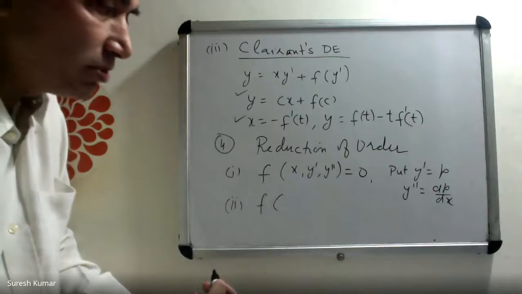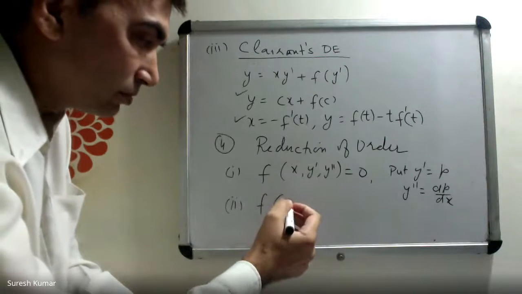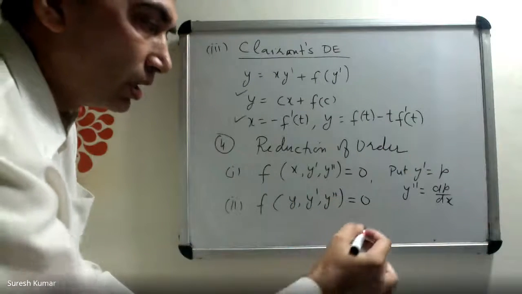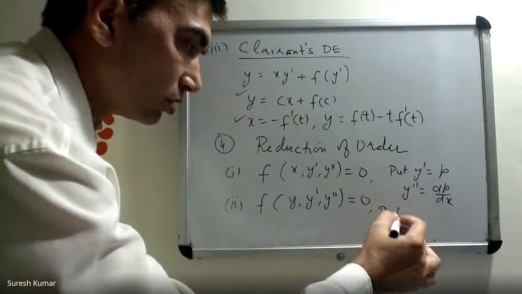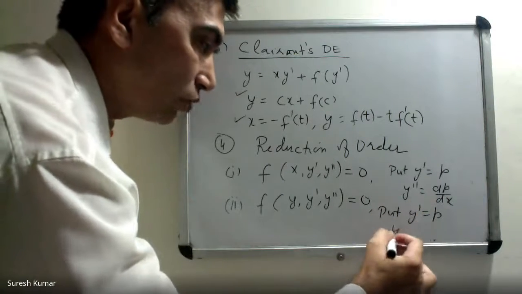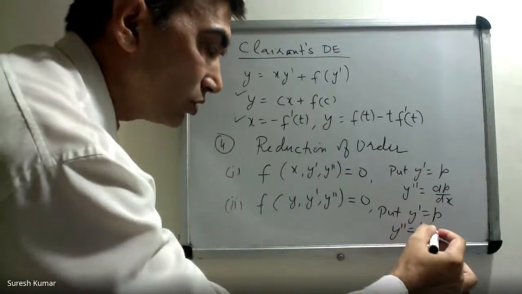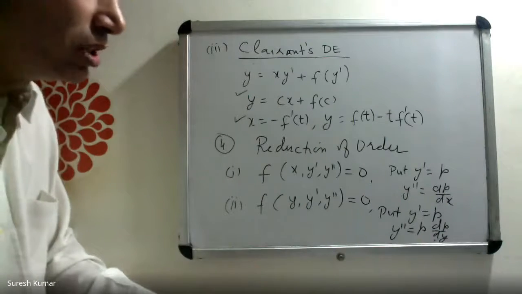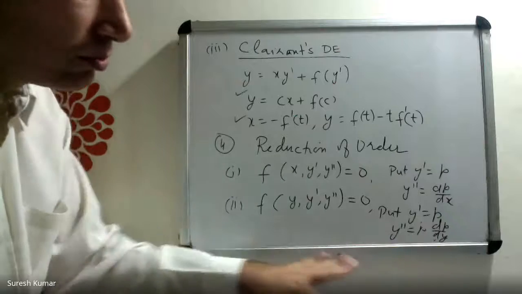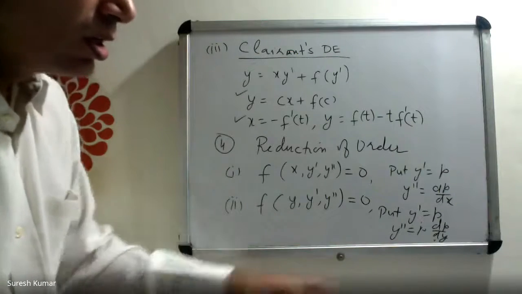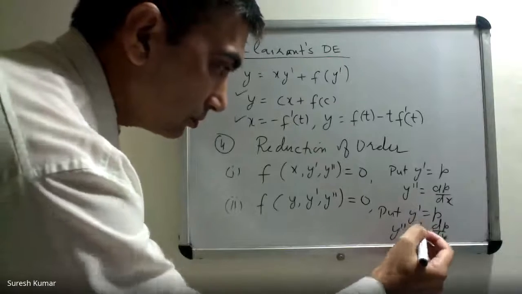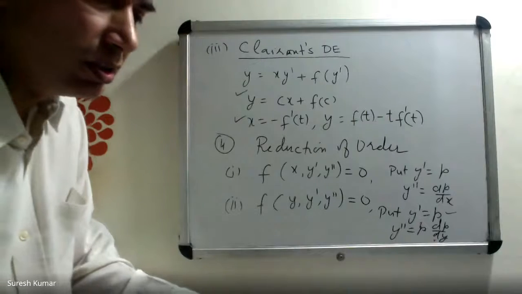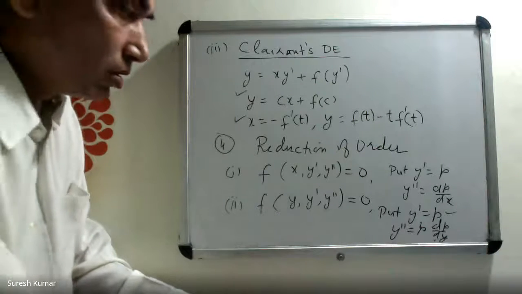Second case, if the independent variable x is absent from the second order differential equation, meaning it is of the form f(y, y', y'') = 0. In this case also, you put y' = p, but y'' you change to p dp/dy. You would like to keep everything in p and y because x is not present. After this step, you solve p in terms of y, and then using this relation, finally you get y in terms of x.